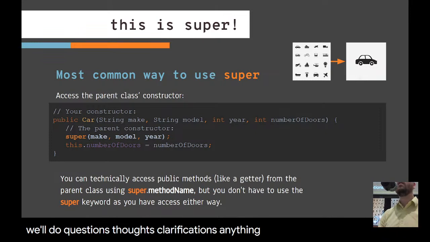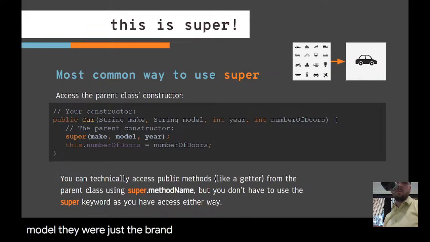Yes? So would there ever be a situation where something that is extending the vehicle class doesn't have a model, per se? Would you still call it in super and then just set the null later? Like, what if a bicycle didn't have a model? They were just the brand and the year that you had information for.